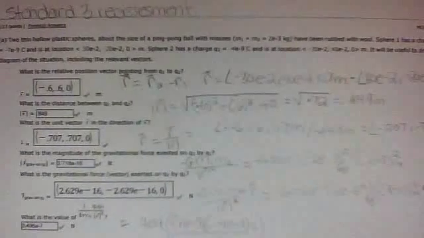And now it asks us, what is the unit vector in the direction of R? So to find the unit vector, it's only R divided by the magnitude of R, and that'll give us negative 0.707, 0.707, and 0.